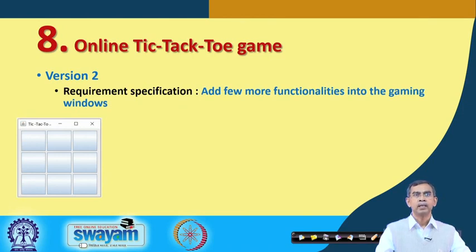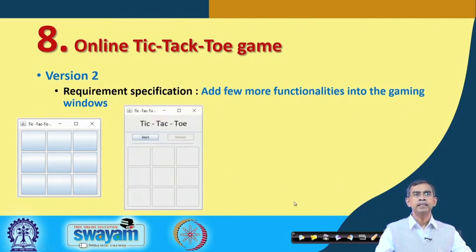In our second phase of the program, we can say it is the second version of the tic-tac-toe game. Here we have to add a few more functionalities into the gaming window. Now, let us see what functionalities can be considered here. Initially the initial interface is there. After the initial interface there will be a start or stop button. That button can be a toggle button, so that once it is started, it will automatically go to stop next. If we select it, automatically that portion will be there.